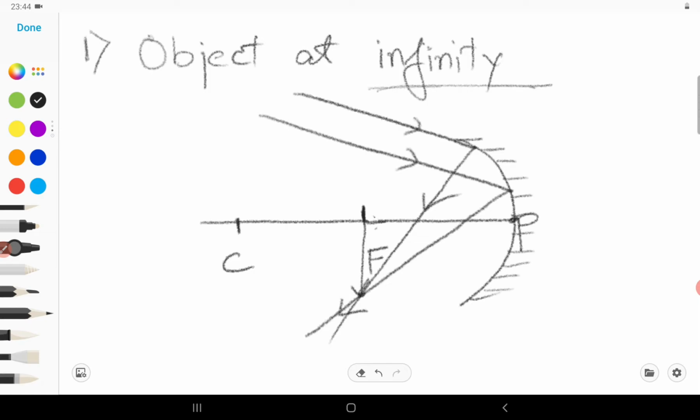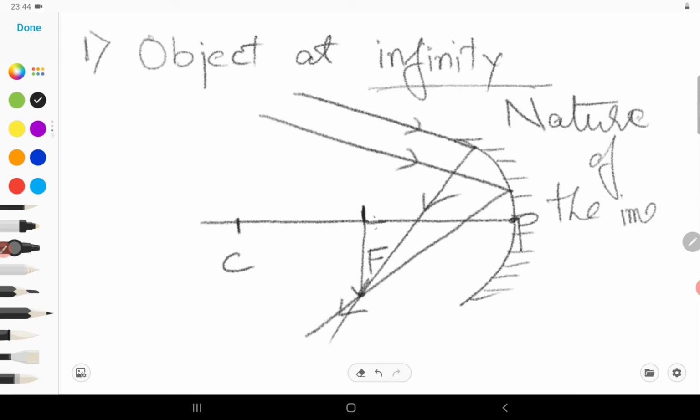Now we are supposed to write the nature of the image also. If you remember, what was the first nature of the image? Since there is no space, I am writing it here. The first is, since the rays are actually meeting, you can see the rays are actually meeting, so therefore it must be real. The first one is real.